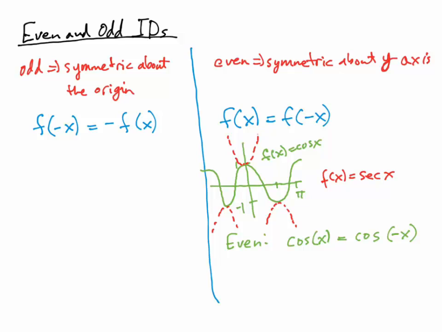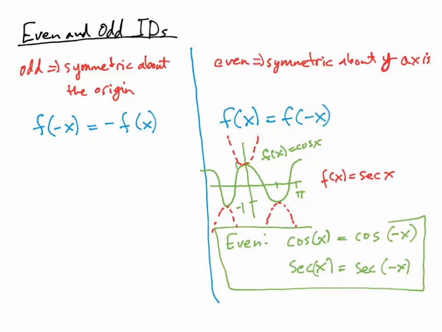So secant, we would say secant of x is equal to secant of negative x. So those are the even functions. Now, the odd functions we can find in the same way. If we look at the graphs of sine, cosecant, tangent, and cotangent, we will find that those are symmetrical about the origin. So I'm not going to graph those here. You can do that on your own. But we see that each of these remaining trig functions are odd.